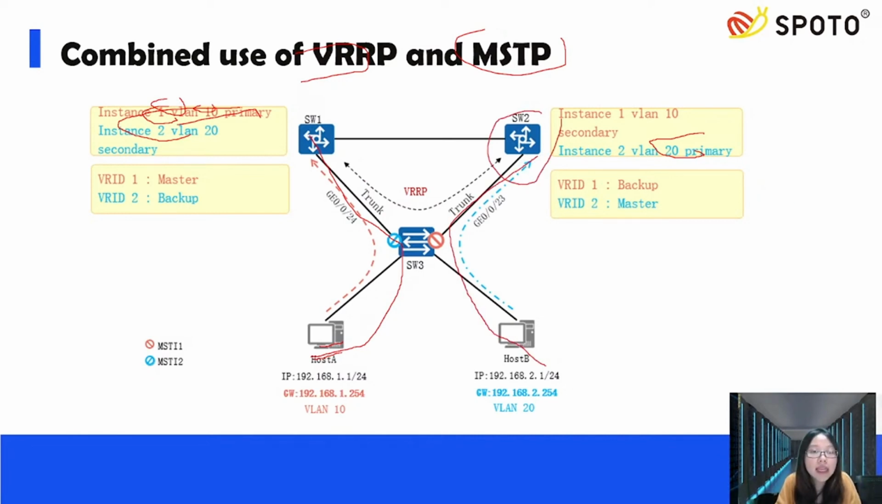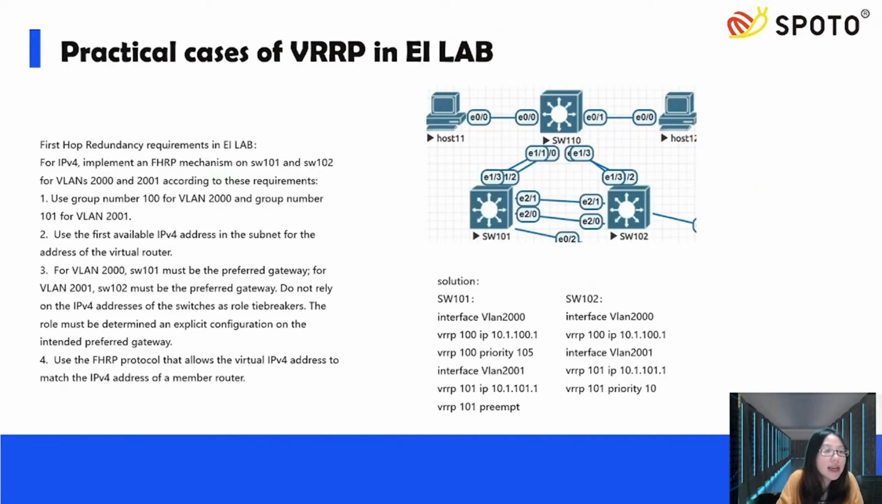VRRP can flexibly and automatically switch the gateway according to network topology changes, improving network reliability. The combination of VRRP and MSTP can achieve load sharing while ensuring network redundancy. Whenever the master of VRRP is, there is the root of MSTP. So you can see this is the test point flow of VRRP in the EI Lab.